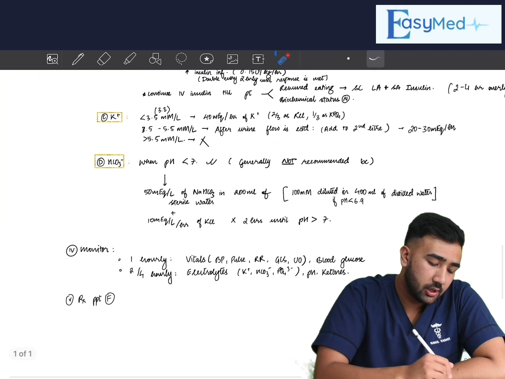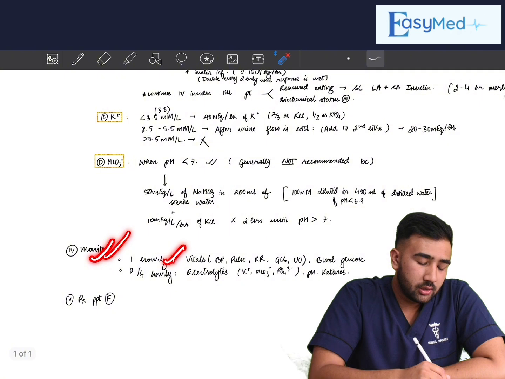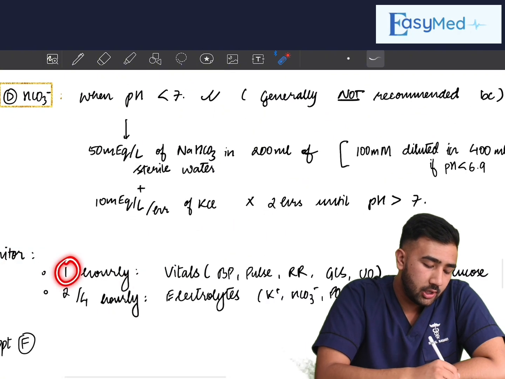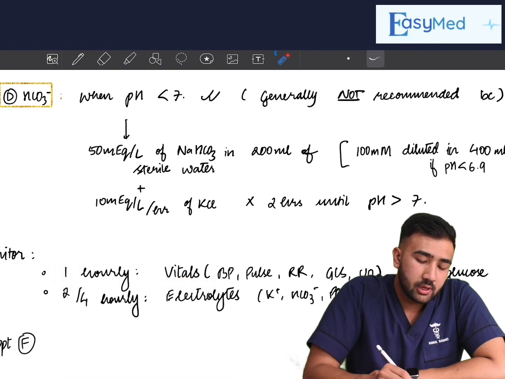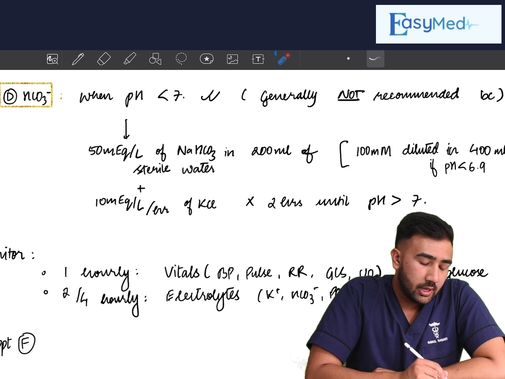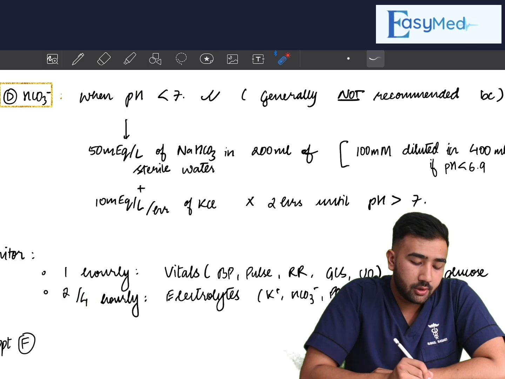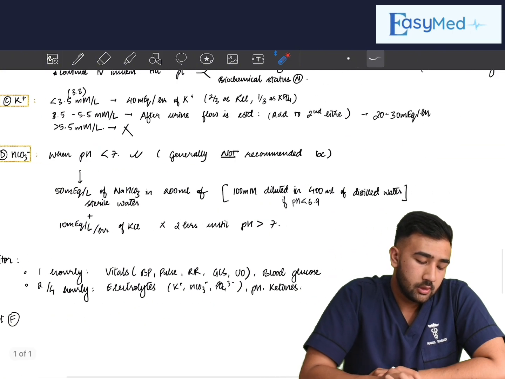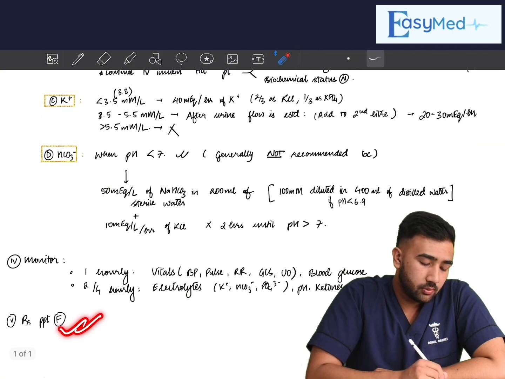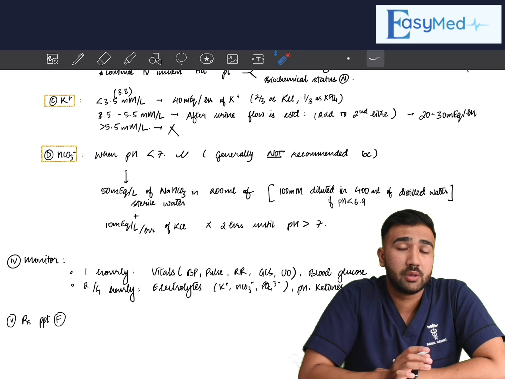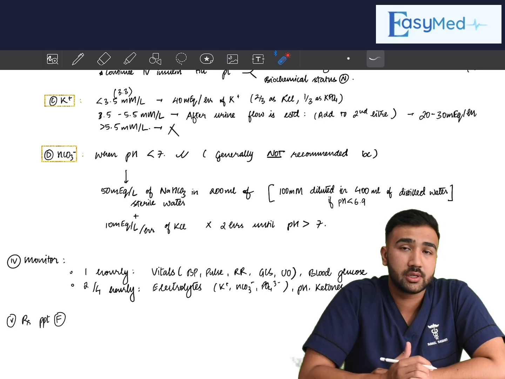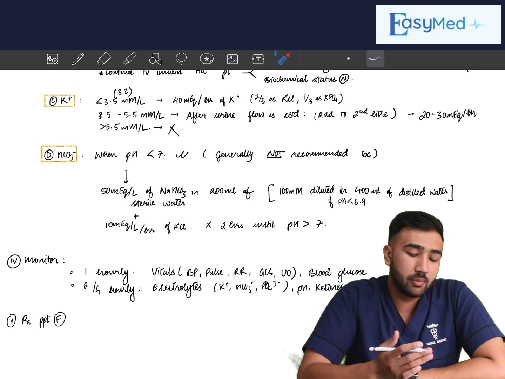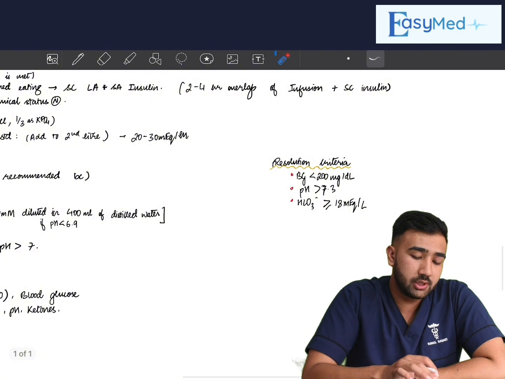We also have to monitor, and the things which we have to monitor hourly are the vitals and the blood glucose, and which you can monitor every 2 to 4 hourly are the electrolytes, the acidic status or pH, and the ketones. And finally, we have to treat the main culprit or the main precipitating factor, whether it is the infection or whatever the main precipitating factor may be, we have to treat that.